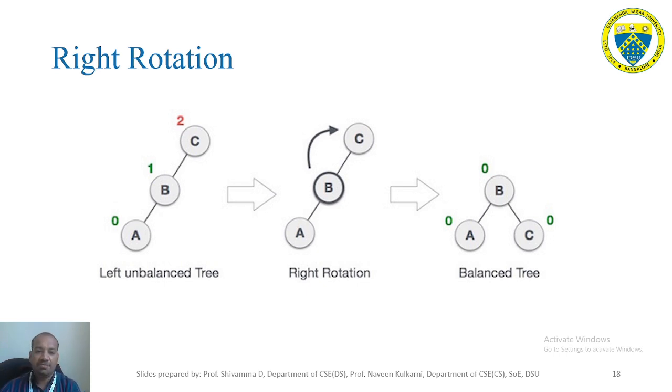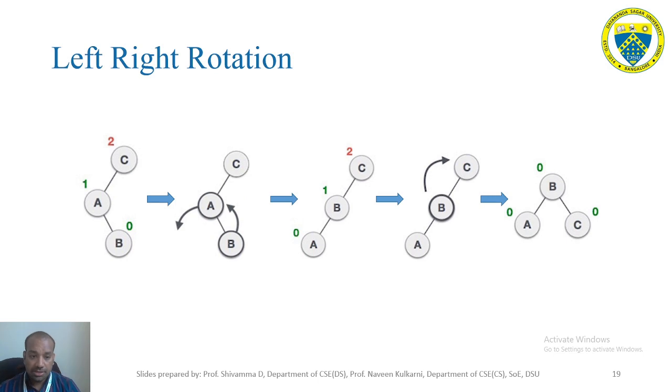If you see carefully here, the problem of balancing occurs in the node C, which has the balance factor of 2. If you see this, you are able to rotate this node to its right. That's why it is called a right rotation. Once you do the right rotation, the nodes are balanced. So the balance factor, if you calculate, is 0, 0 and 0.